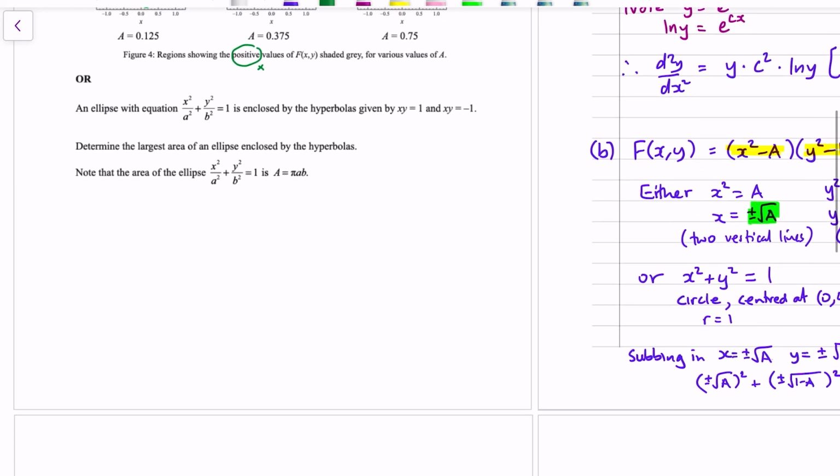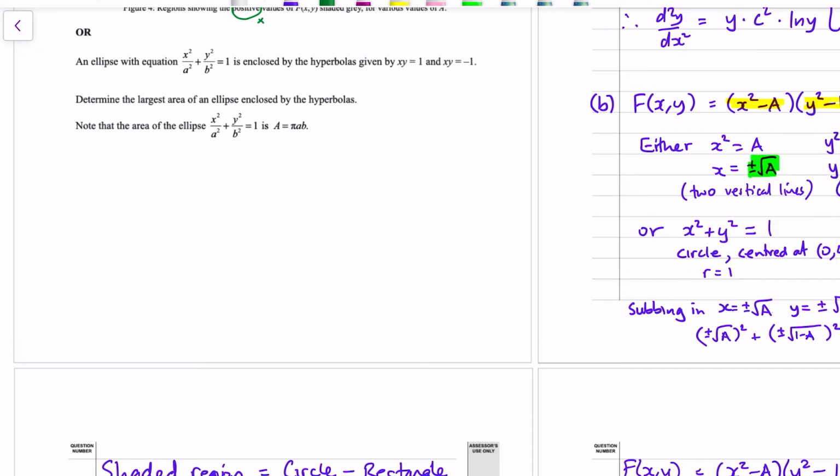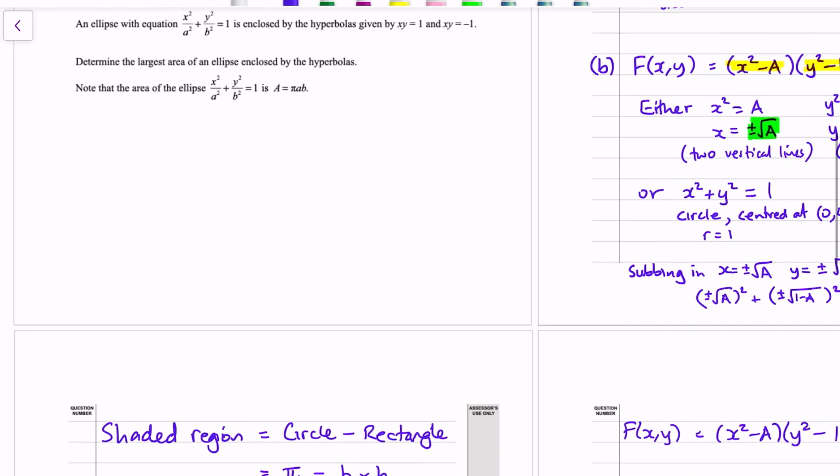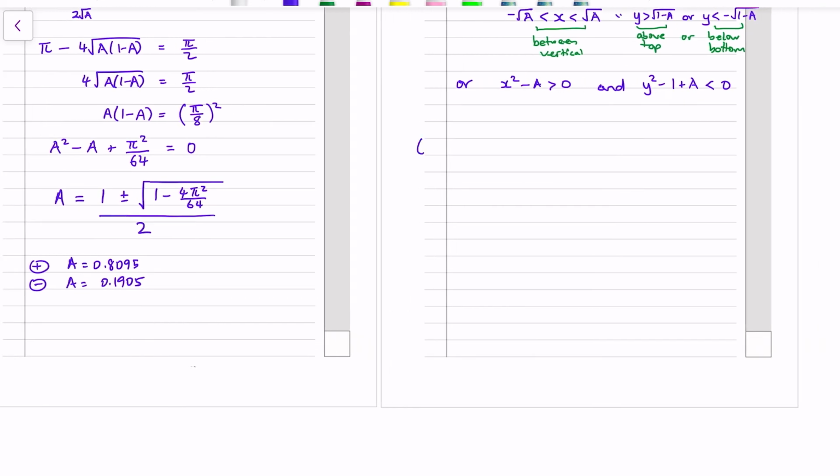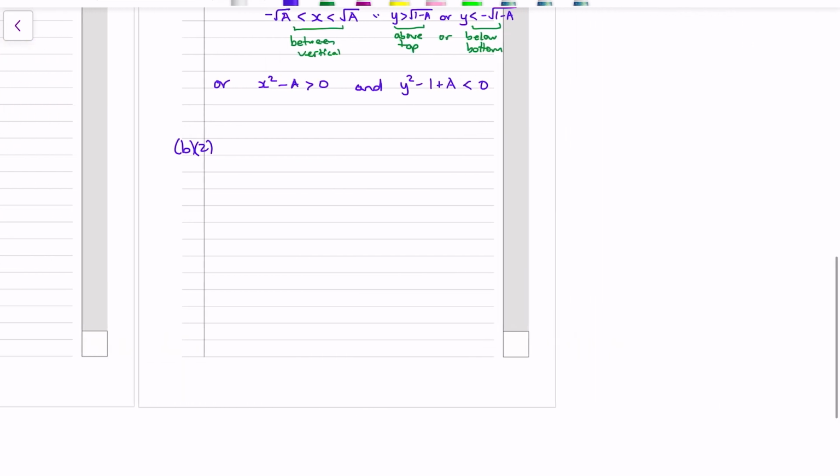Okay, last part. An ellipse with this equation, x squared over a squared plus y squared over b squared equals 1, is enclosed by the hyperbolas xy equals 1 and xy equals minus 1. Determine the largest area of the ellipse. This is actually a trick question. So the first thing is to work out, oh, that's a terrible hyperbola, that's a little bit better.